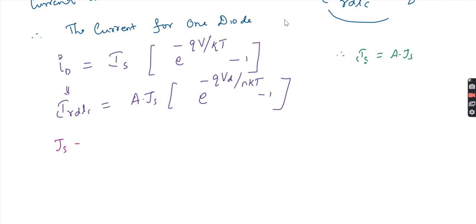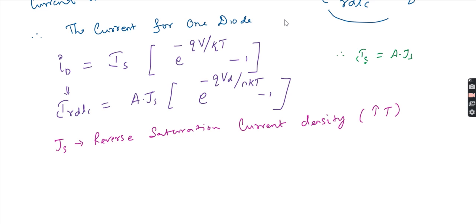Yes, right? So now let me say what is JS. The JS is nothing but the reverse saturation current density. So this will increase with temperature. What is VD? Where VD is nothing but, as you know, the diode voltage.